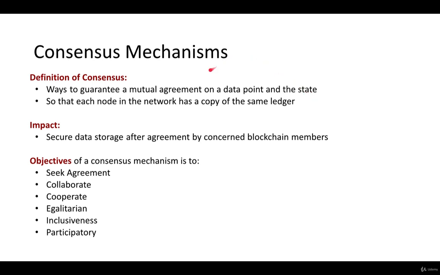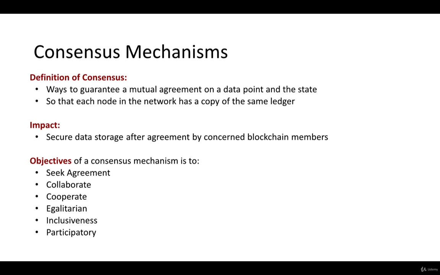So there should be a mutual agreement among all the members that this particular transaction is valid and it has to be added to the block. This will ensure that each node in the network has the copy of the same ledger. Now, what is the impact of consensus? It enables secure data storage after agreement by the concerned blockchain members, that is the peer members. And consensus also enables an economic framework for cryptographic protocol to be used and how it will be used.